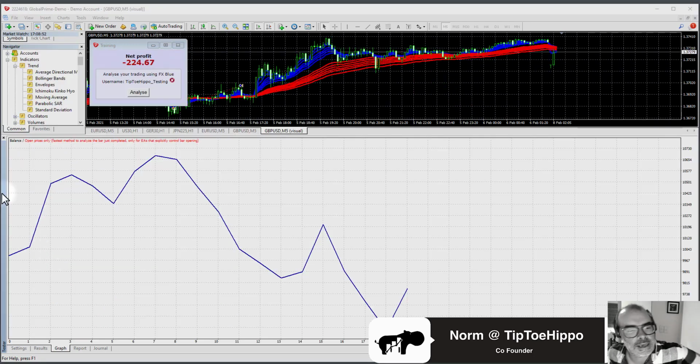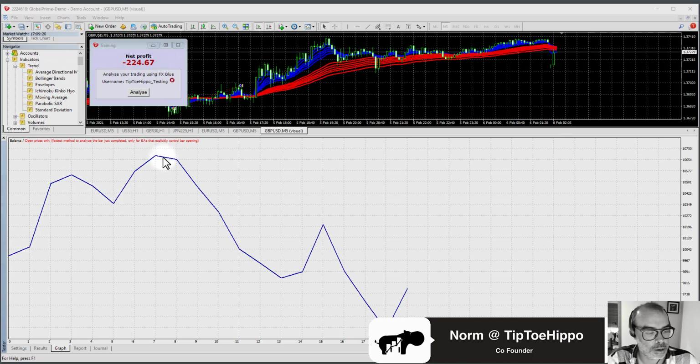Okay, so welcome back, and I've finished the week. This was a week of Guppy trading on the Great Britain Pound USD on the 5-minute chart. I followed the Guppy system, reversing when the blues went above the reds, we went long, and when the blues were below the reds, we went short. And this is the results of the week's trading.